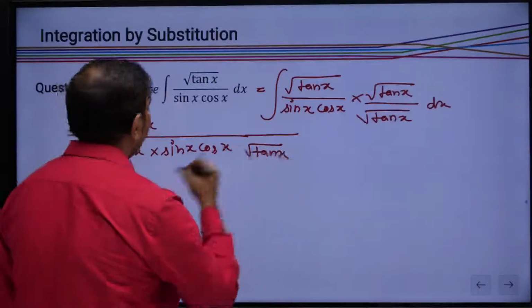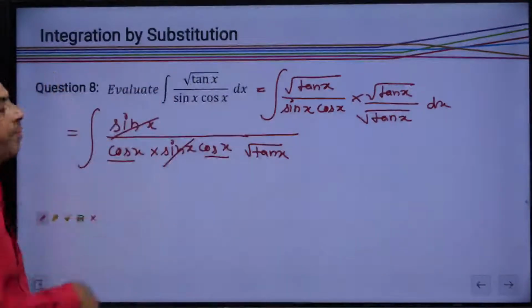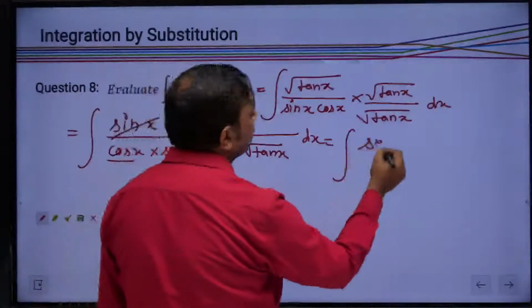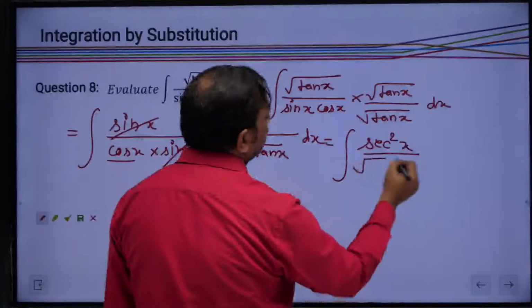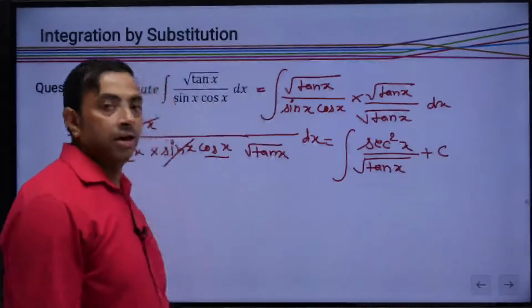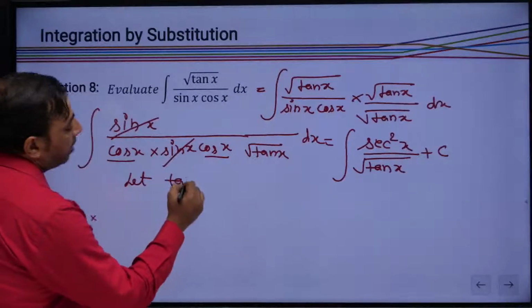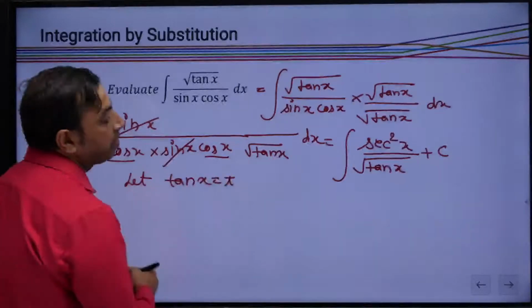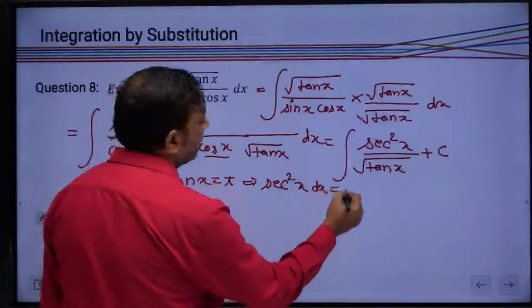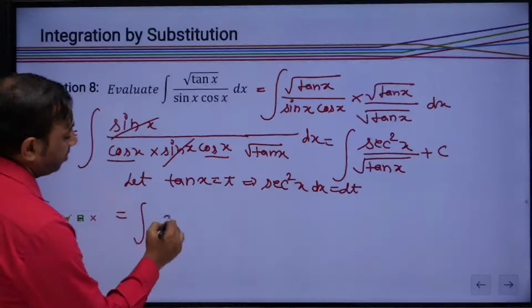Okay, so the sine cancels with the sine. These two cos can be taken back to the numerator, and what will you receive? We receive the integration of sec square x divided by root of 10x. Now we'll make the assumption, let my 10x be t, and from here I get my sec square x dx will be dt. So my integration will become sec square x dx become dt.